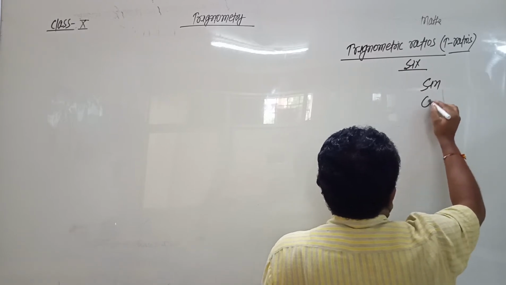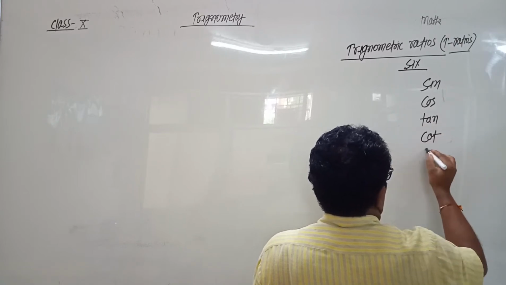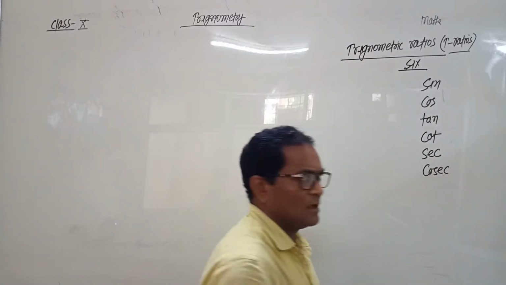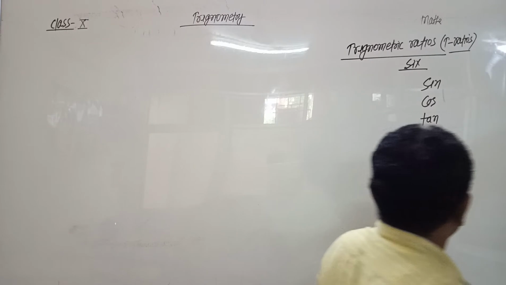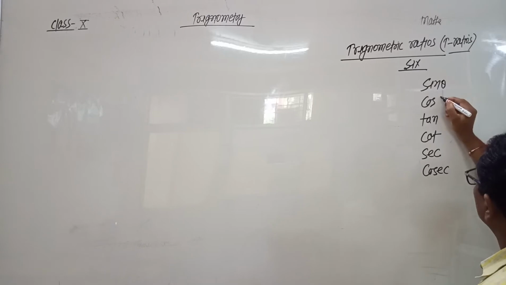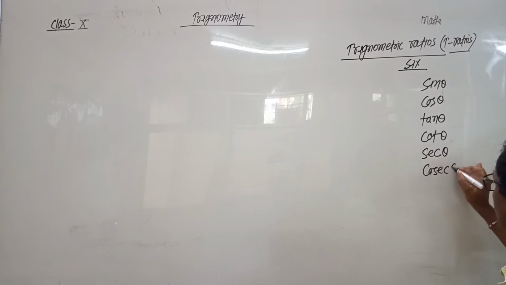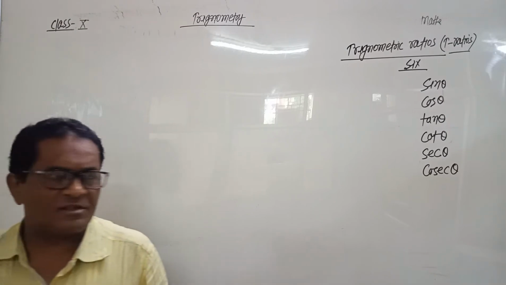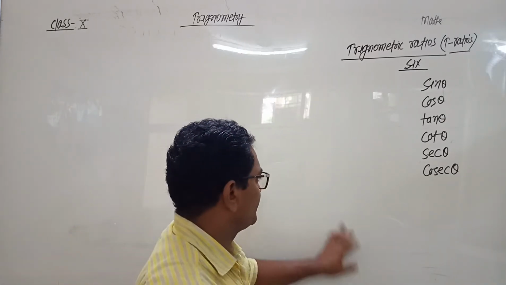Sine, cos, tan, cot, sec and cosec. These are called trigonometric ratios: sine, cos, tan, cot, sec, cosec. And with all these, there must be an angle: sine theta, cos theta, tan theta, cot theta, sec theta and cosec theta. So these are the 6 trigonometric ratios.